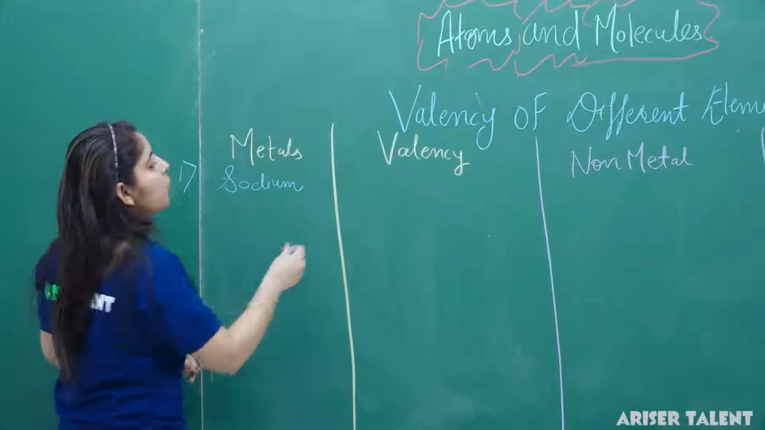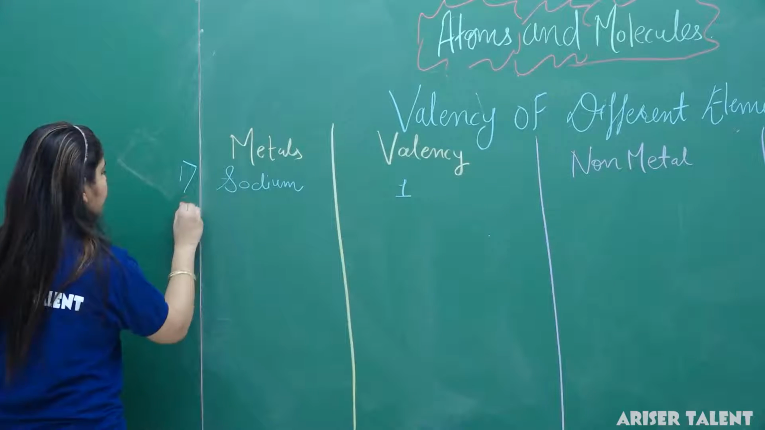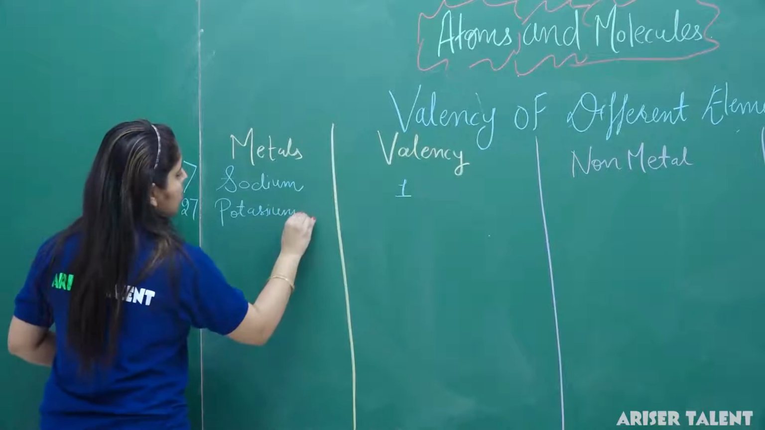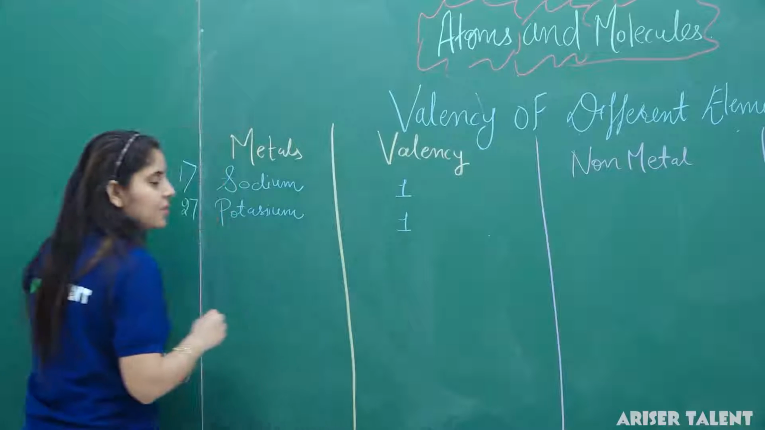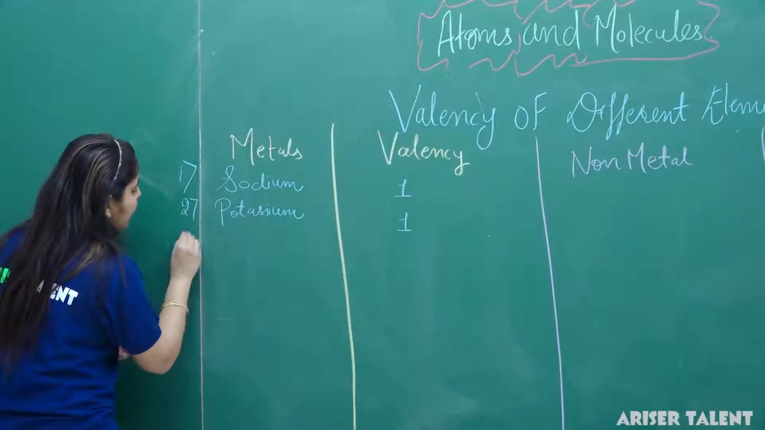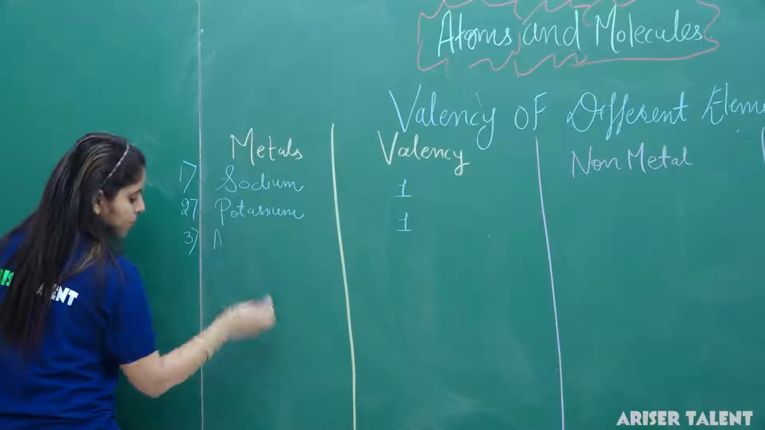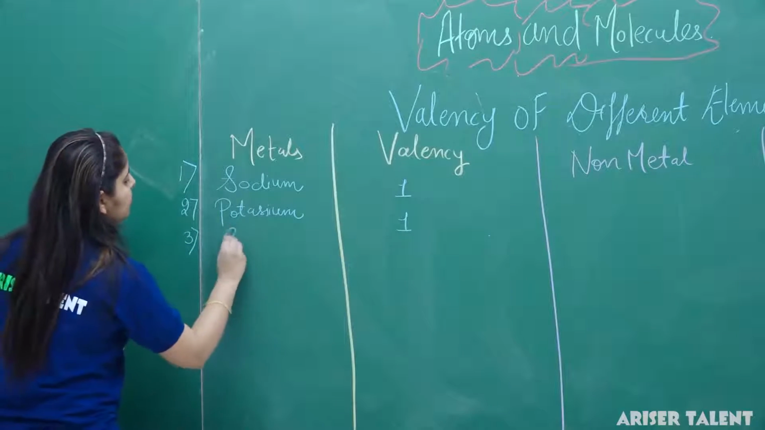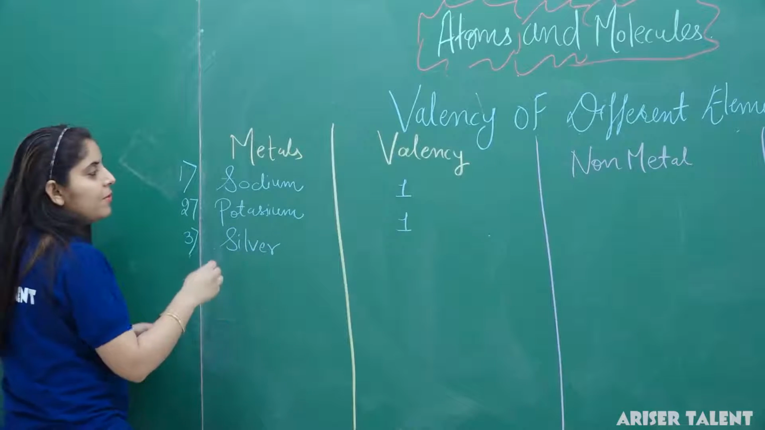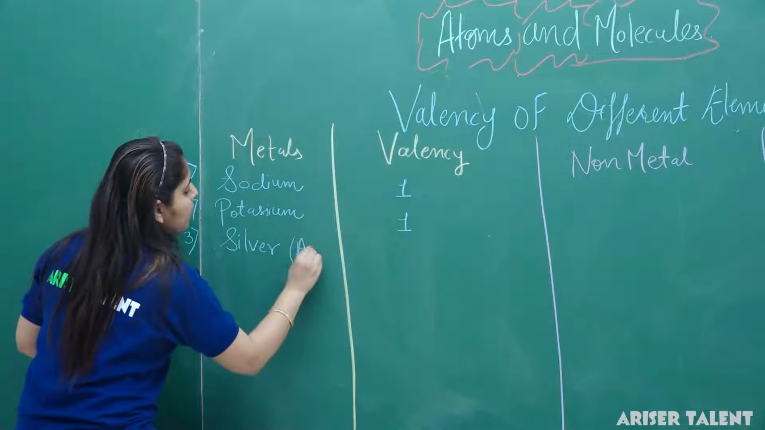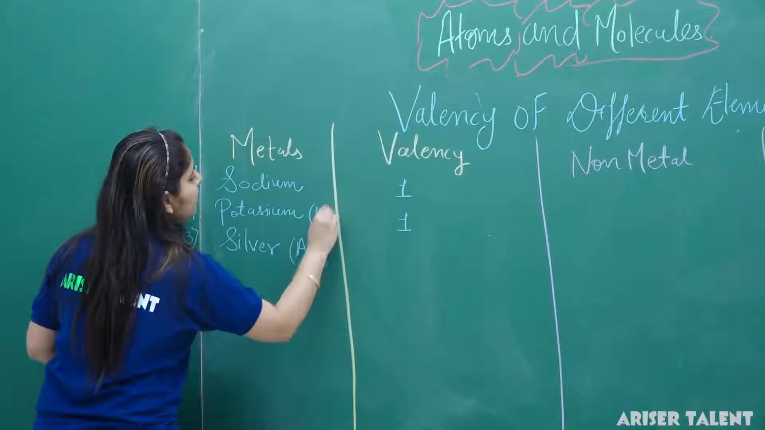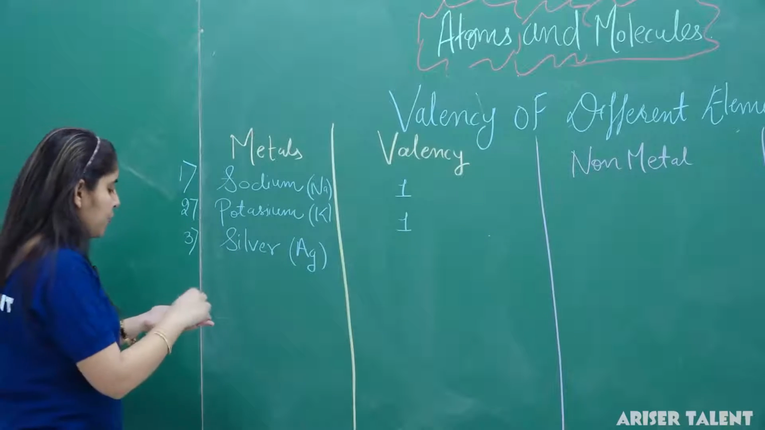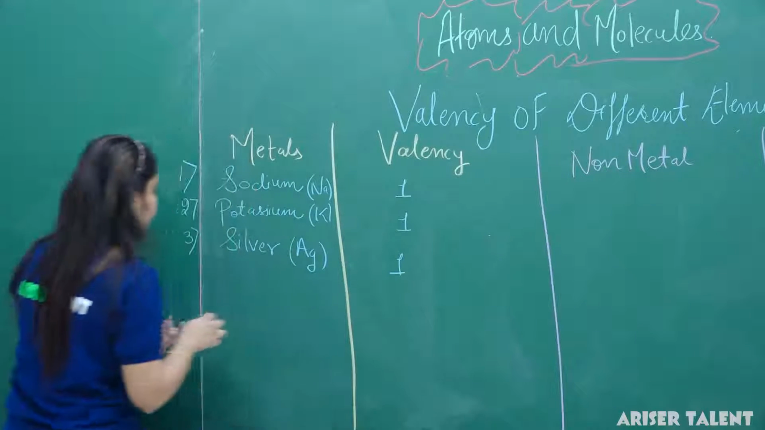In this category, firstly we have sodium. For sodium we have a valency of 1. Second is potassium. Again we will write it as K plus 1. Third element we have is silver. For silver we have the symbol Ag. For potassium we have symbol K. For sodium we have symbol Na. So again for silver the valency is 1.